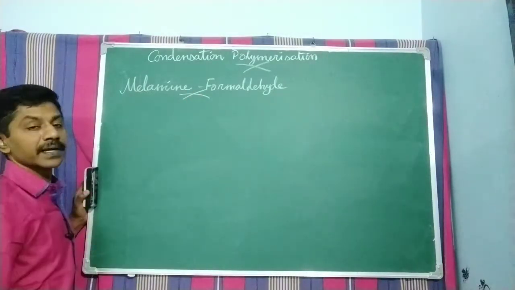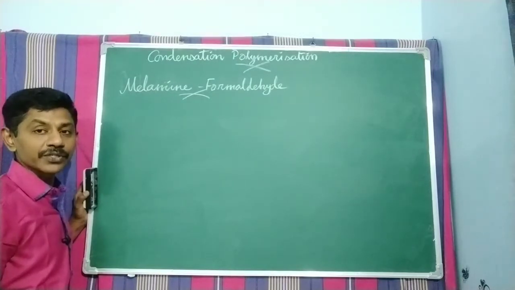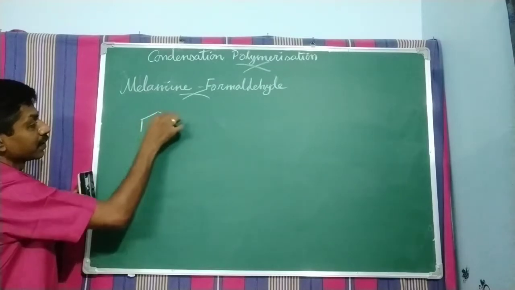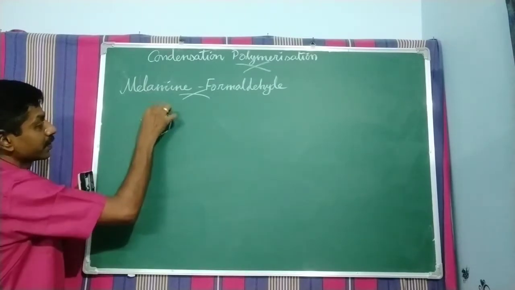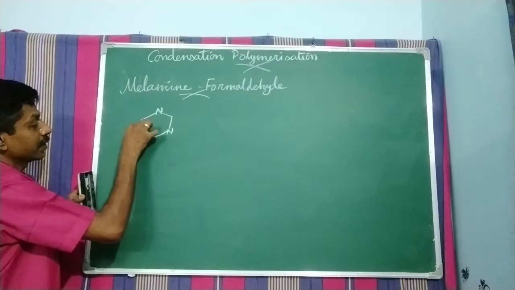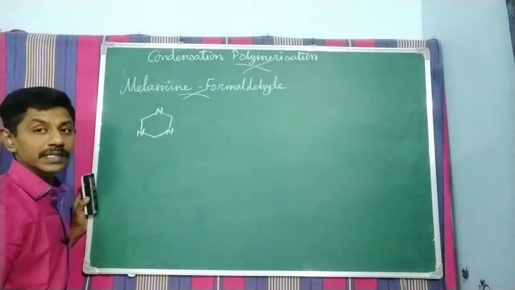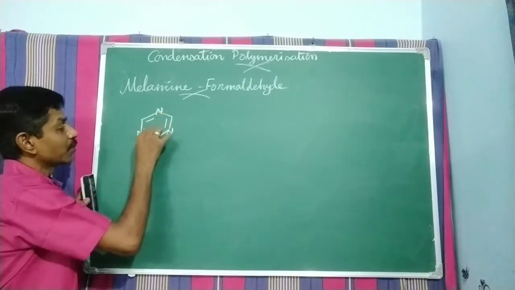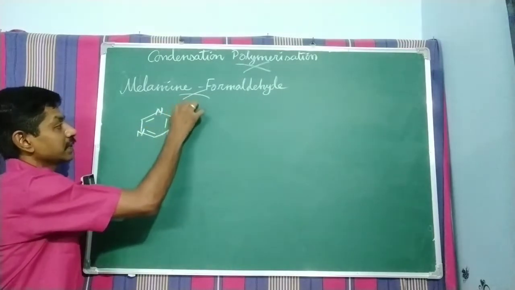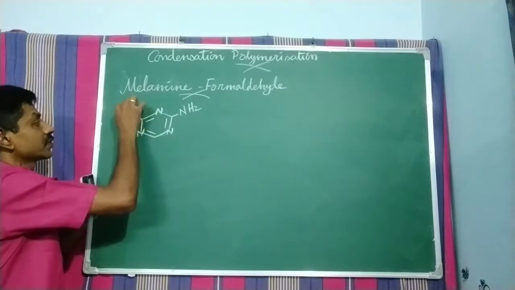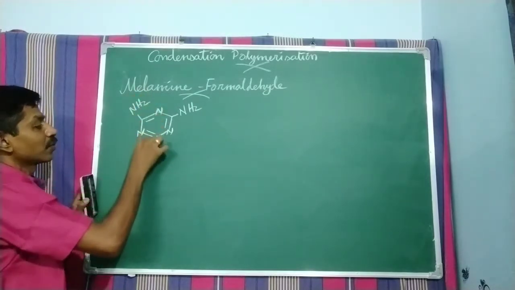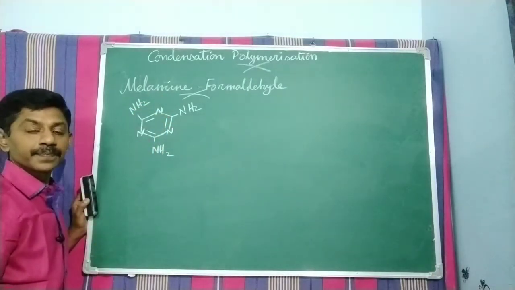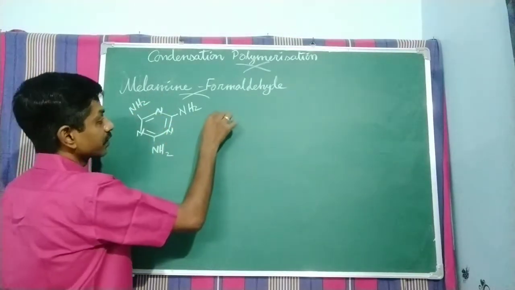Melamine formaldehyde type of polymerization, and here the molecule melamine is a six member ring. There, three positions have a nitrogen atom, and it has an alternating double bond structure, and in the alternative positions it is being attached to three amino groups. So this is the formula of melamine. That is going to react with the formaldehyde.